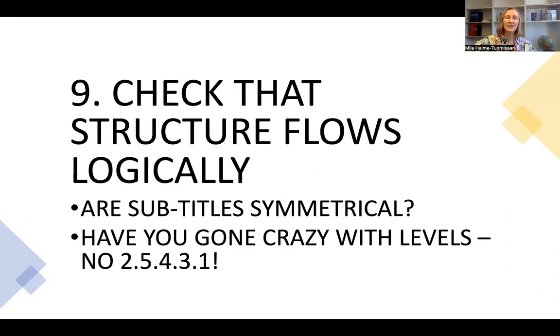And this takes me to point number 9. Check that the structure flows logically. So look at the table of contents of the text that you actually do have and think, are the subtitles symmetrical? Sometimes at this stage, you may see that actually under chapter 2, you have a 2.1 and a 2.2 and a 2.3 and a 2.4, maybe a 2.5. And then you may in addition have 2.5.0.1, 0.2, 0.3, and these are actual examples of what I have seen.